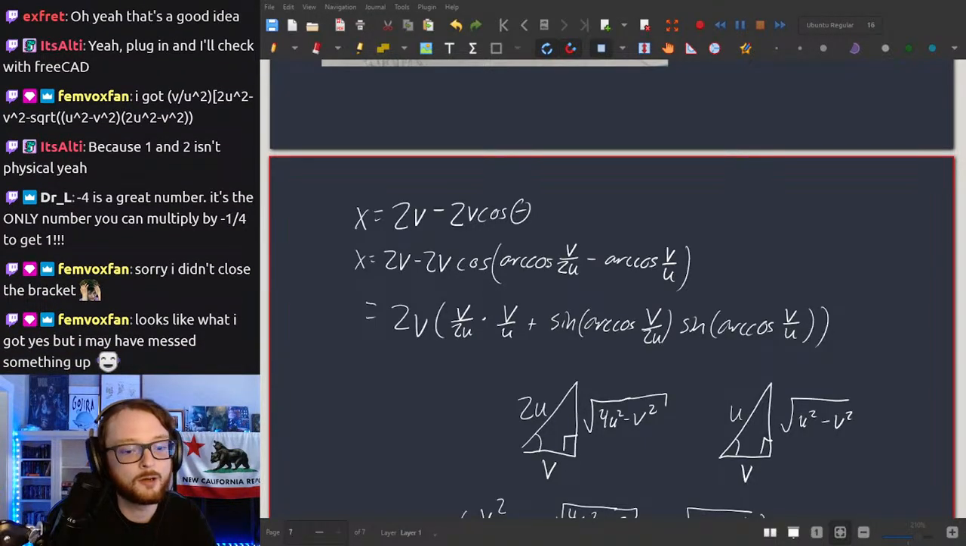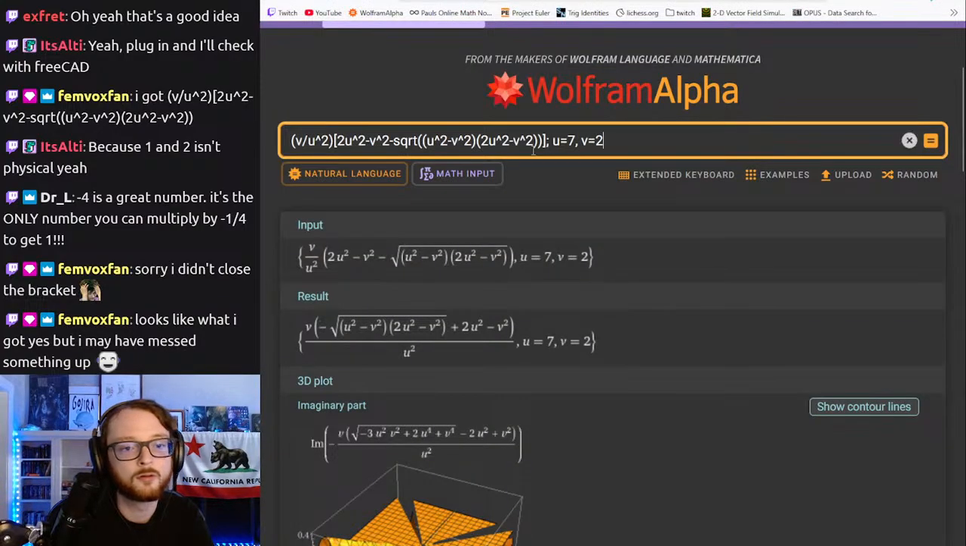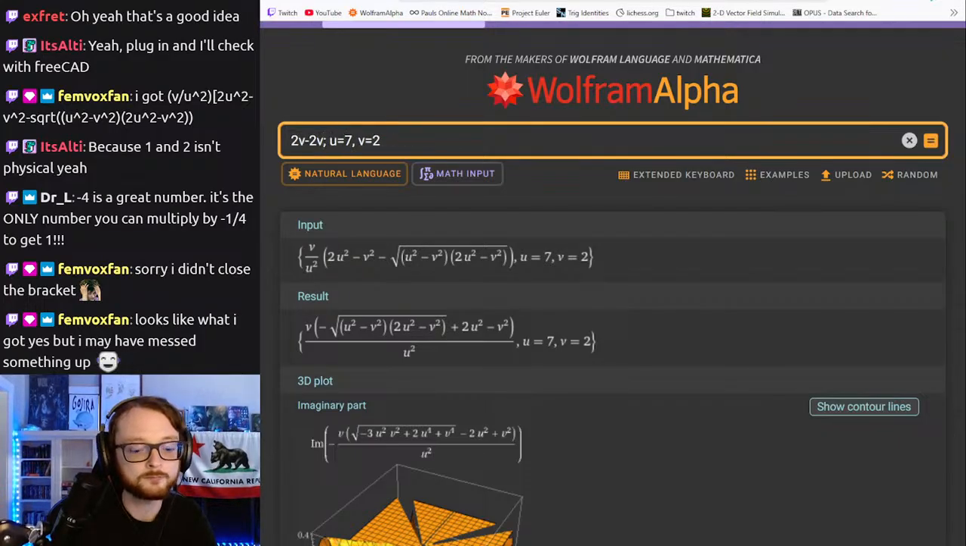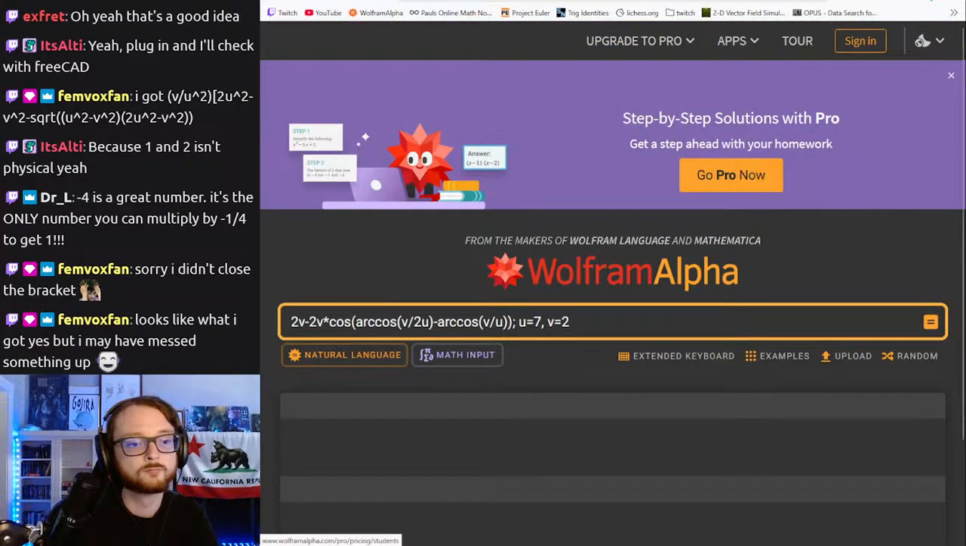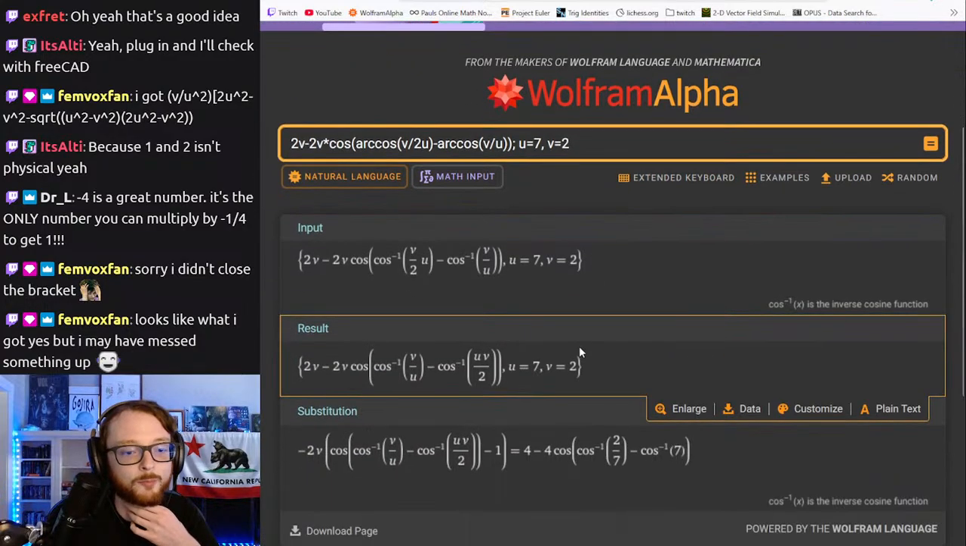It's like what you got. Okay. Yeah, I assume there may be a typo in there. Or something that went wrong in there. 2v minus 2v arc, or nope. Times cosine, arc cosine. Just let Wolfram Alpha deal with this simplification.